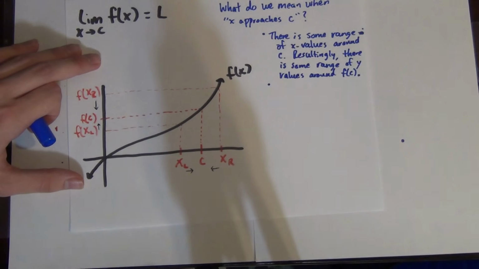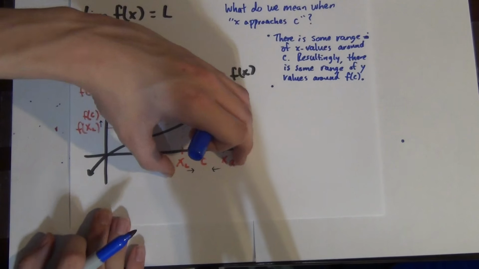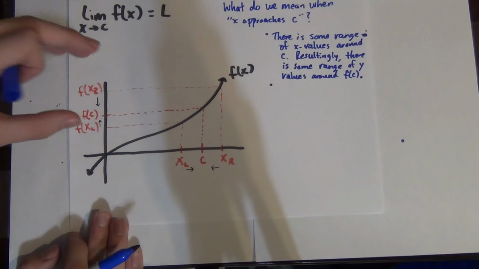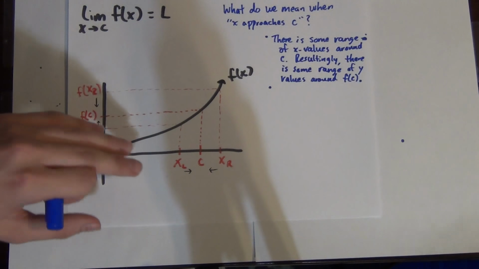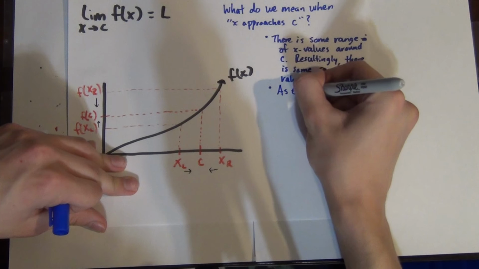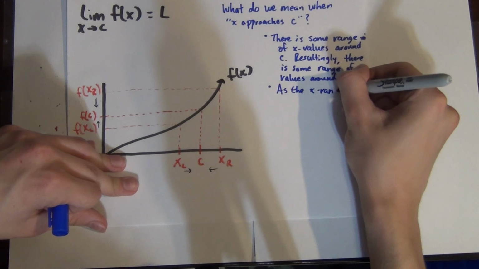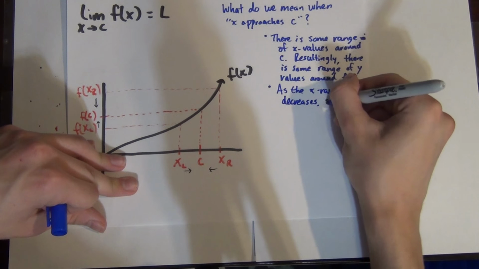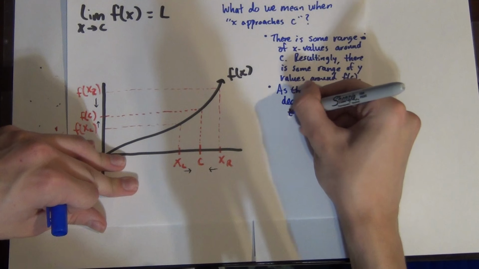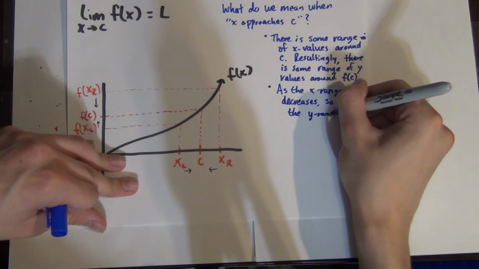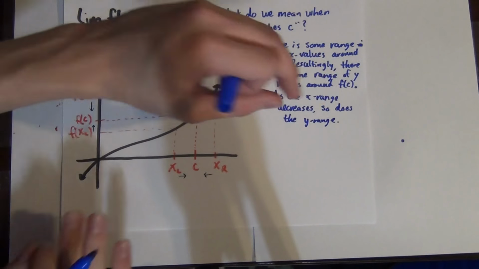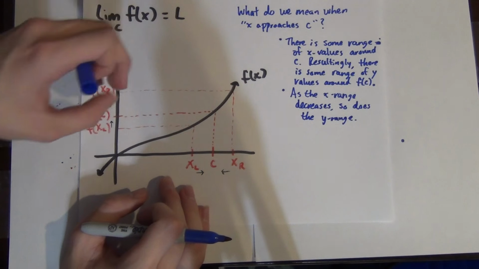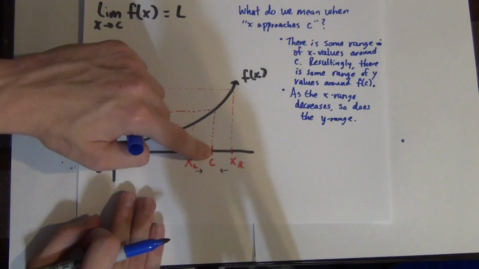Okay, so what else do I mean? What would happen if I converge in on c, if I decrease this range? Well, you should say that the range in the y values would also decrease. So as this x range decreases or increases, the y range does the exact same thing. By the way, please don't confuse the word range with domain and range. I'm talking about range just as a group of x values or y values, a group of points that surround a given value. Okay?